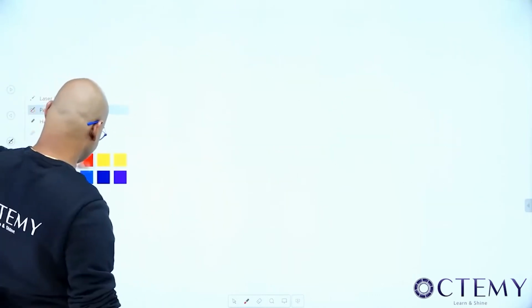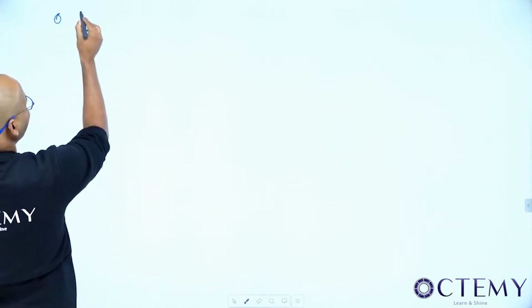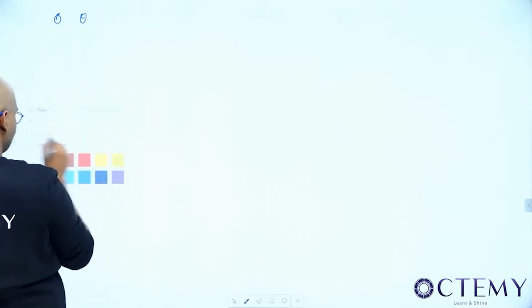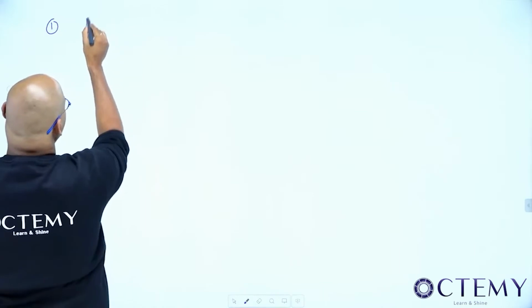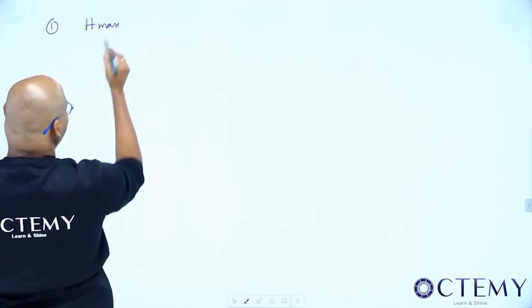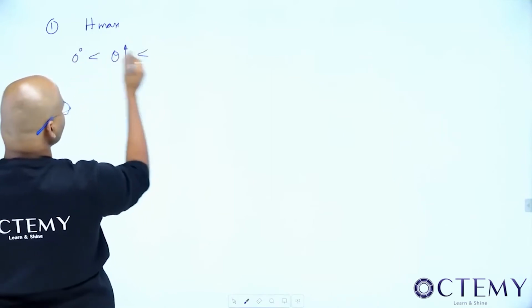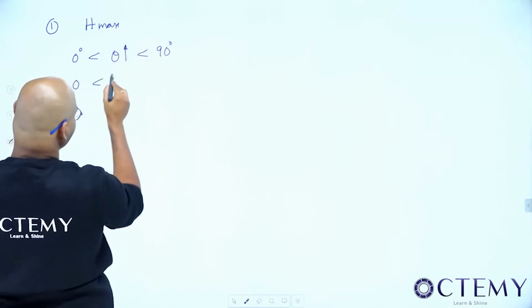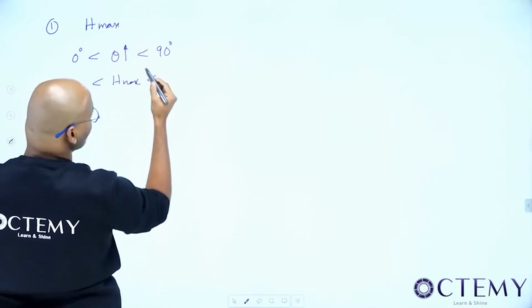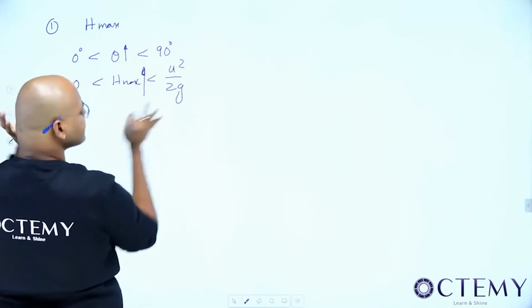Please all of you, see here. I'm concluding here. I'm again rewriting all that we have got. What is happening to my maximum height? As theta is increasing from 0 to 90 degrees, my H max is also increasing from 0 to U square by 2g. As theta increases, this is increasing, no doubt.